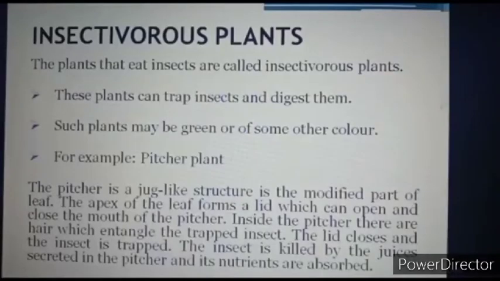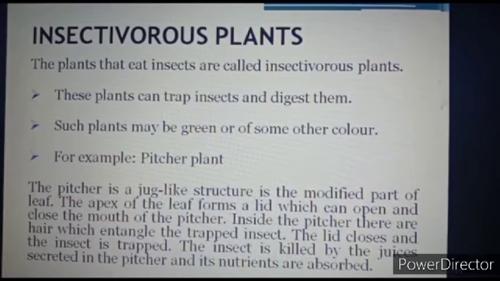Now children, moving on to our next topic, insectivorous plants. Have you seen or heard of plants that eat animals? There are a few plants which can trap insects and digest them. Is it not amazing? Such plants may be green or of some other color. So the plants that eat insects are called insectivorous plants.